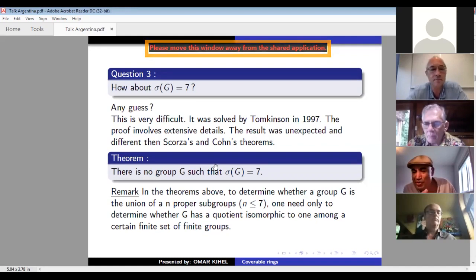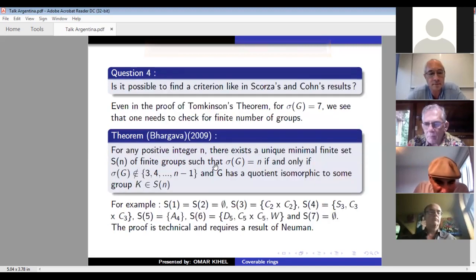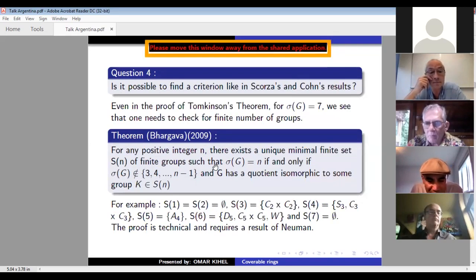You know, sigma G is equal 7. So what is happening? What is behind? But I was wrong. It was not true because of the result of Bhargava here, Bhargava 2009. So what you have is, for any positive integer n, there exists a unique minimal finite set, Sn, of finite groups, such that sigma G is equal n.